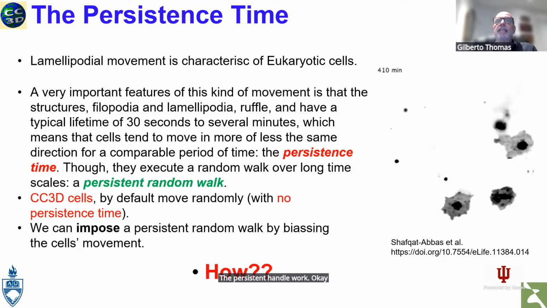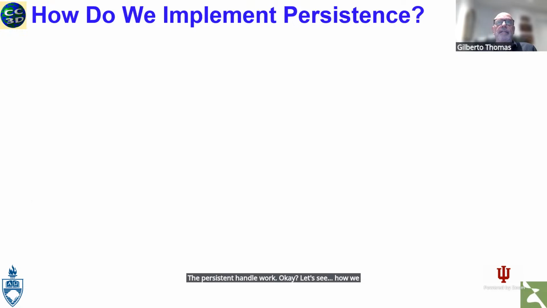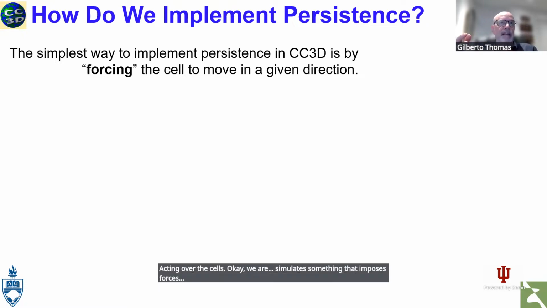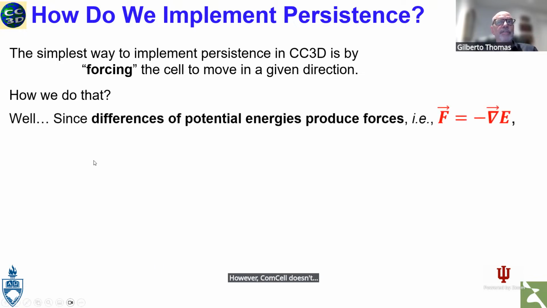Okay, let's see how we can do that. How do we implement persistence? Well, what we can do is impose a force acting over the cells. We simulate something that imposes force in a given direction, and then the cell will move in that direction. However, CompuCell doesn't have forces in its engine, let's say.